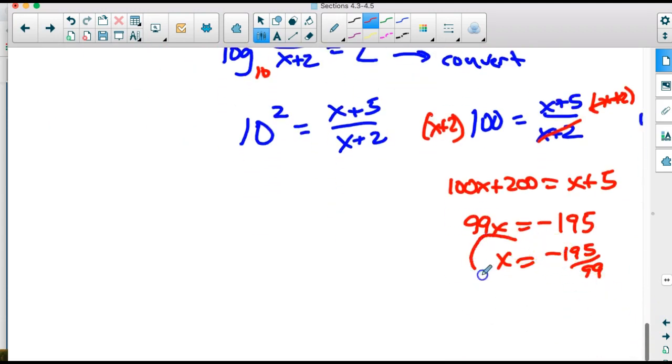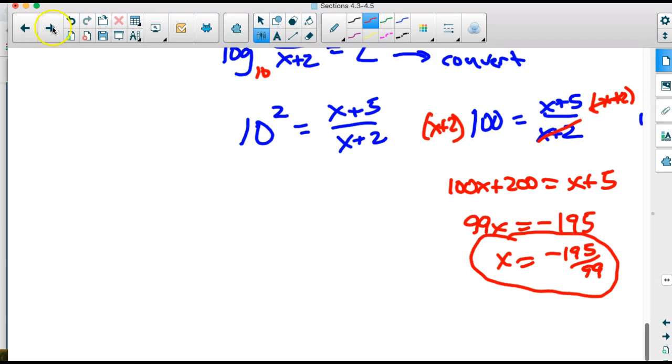So this is my answer. But you always want to try the answer in the problem. Use your calculator, plug it in, see if it works, to make sure it's not a no solution. If this didn't work, then it would be no solution. Okay. All right.